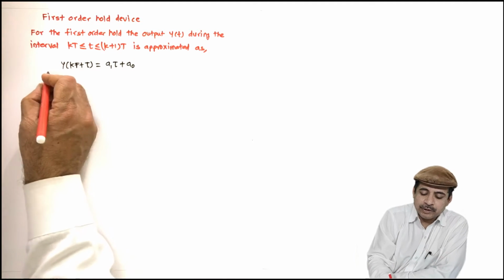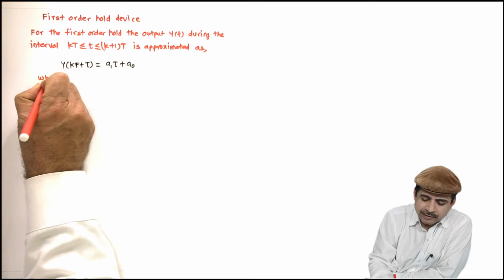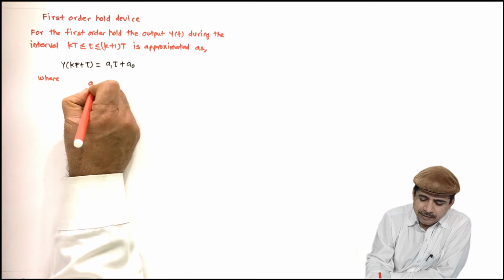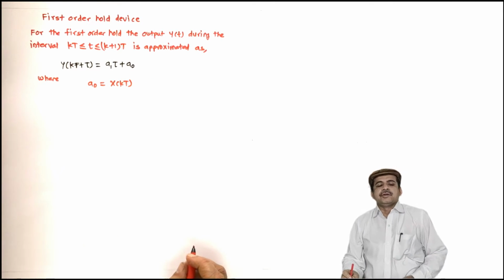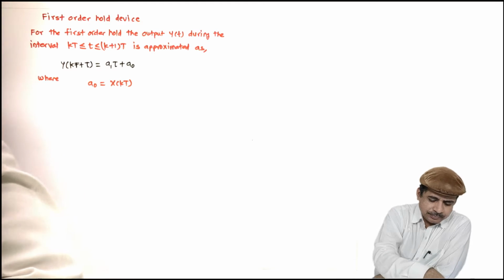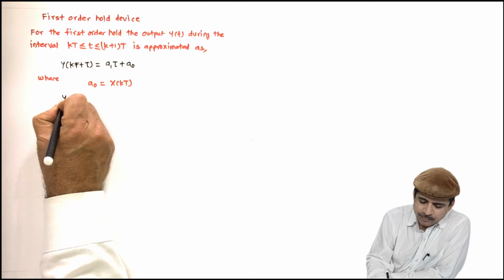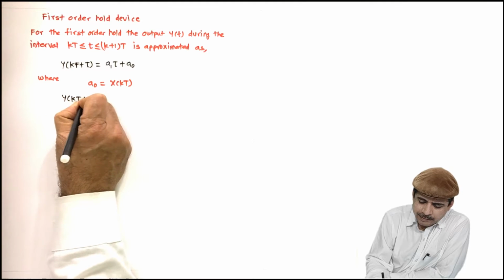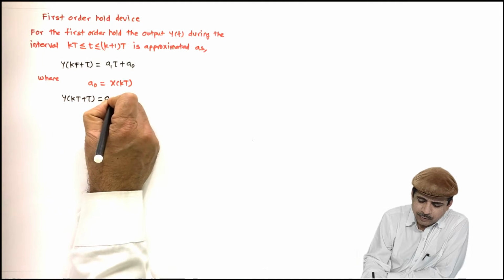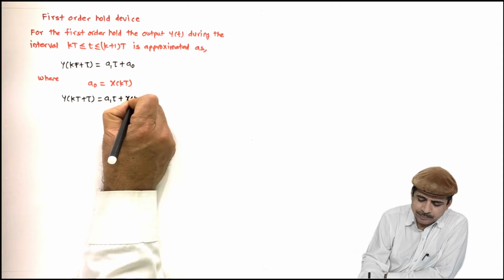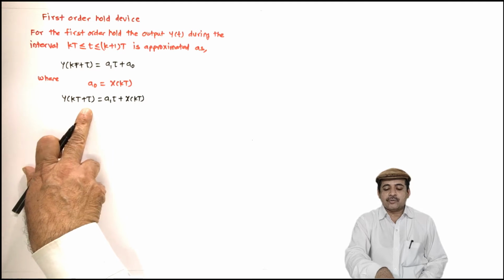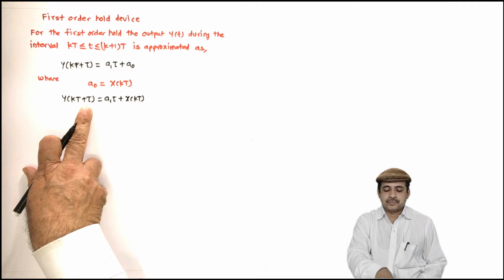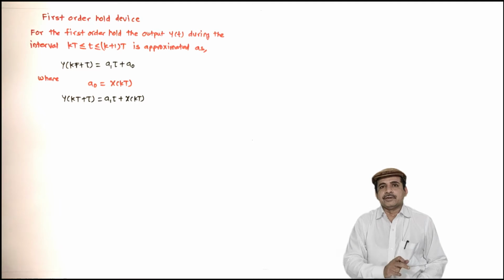And in the zero order hold we have seen where a0 was equal to x of kT. So what I get here is y of kT plus tau is equal to a1 tau plus x of kT. So in practice we don't have y of kT plus tau. Now we have to compute a1 to approximate or to realize this expression.